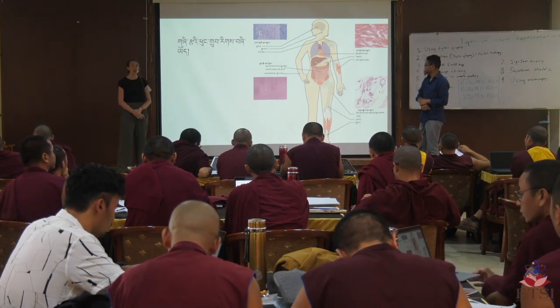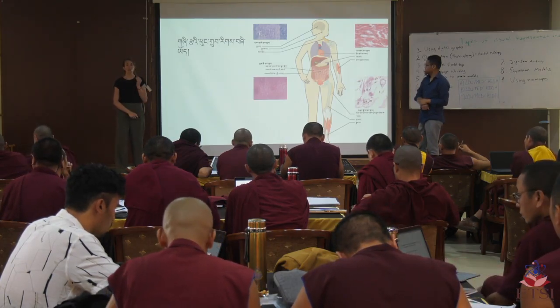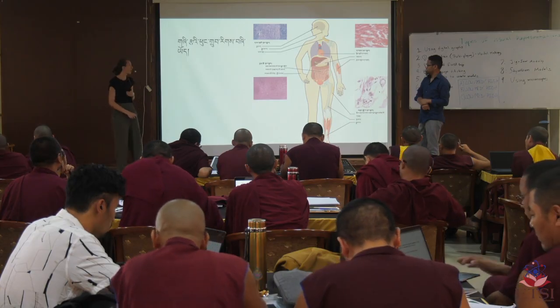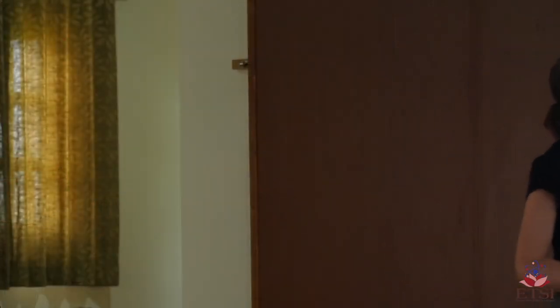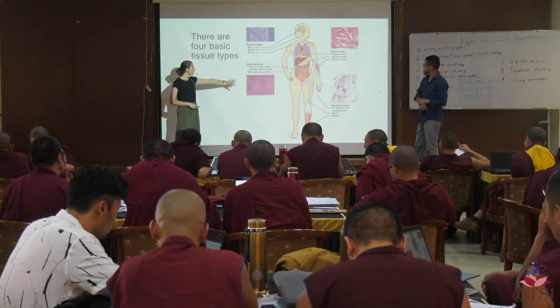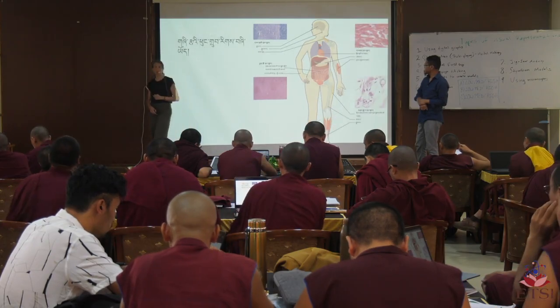And for now, I'm just going to mention and then only share one example of these other 3 types that we have, which are muscle tissue, connective tissue, and epithelial tissue.